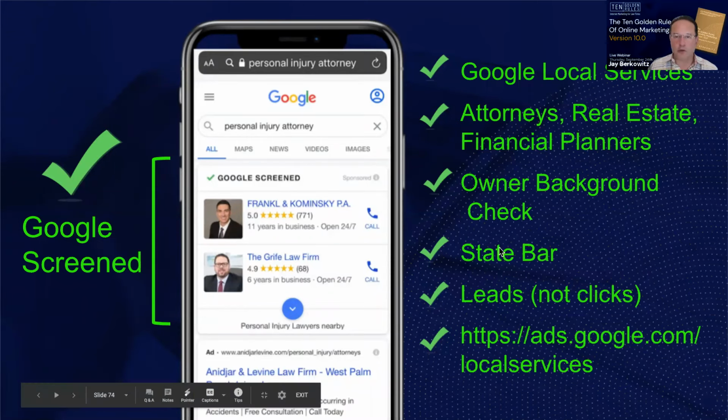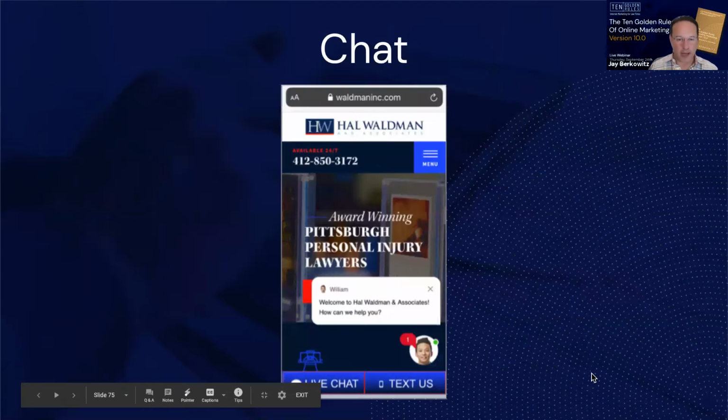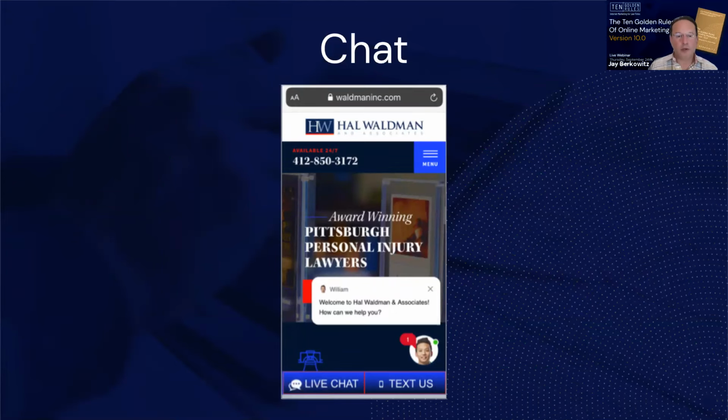You can either just search for Google Screened or go to ads.google.com/localservices. I recommend it right away. We've been doing this for a while, but here's some evolution in chat.